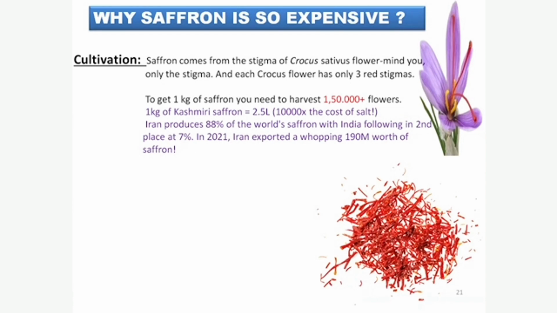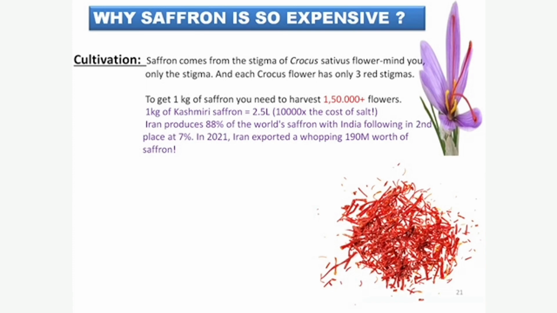First is the cultivation process. As we discussed earlier, saffron comes from the stigma of the Crocus sativus flower. Each crocus flower has only three red stigmas. To get 1 kg of saffron, we need to harvest over 1 lakh flowers. And 1 kg of Kashmiri saffron generally costs about 2.5 lakh.